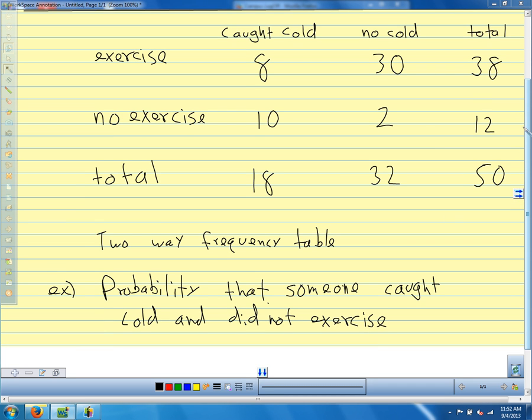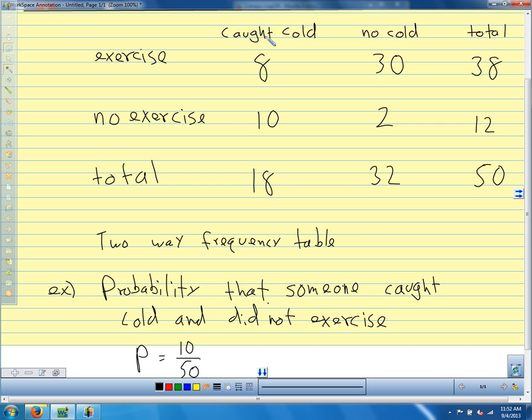So we're going to do favorable over total, just like we did before. So our favorable, how many people caught cold and did not exercise? So 18 is the total number of people that caught cold. So we're looking for only the number of people that caught cold and didn't exercise. So we're looking for this one, caught cold and didn't exercise. So our favorable is 10. And how many patients did we look at for the survey? 50. Probability equals 10 over 50.